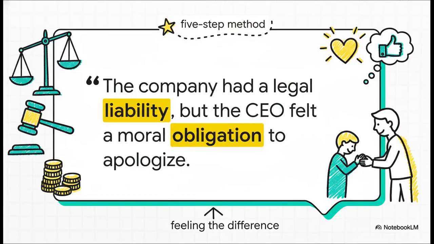And now for the grand finale, step 5, the sentence that makes it all make sense. Check this out. While the company had a legal liability to pay, the CEO felt a moral obligation to apologize. See how powerful that is? It puts them right next to each other, showing the difference plain as day. The company had to pay. That's the law. The CEO felt they should apologize. That's morality. Now you don't just know it, you get it.